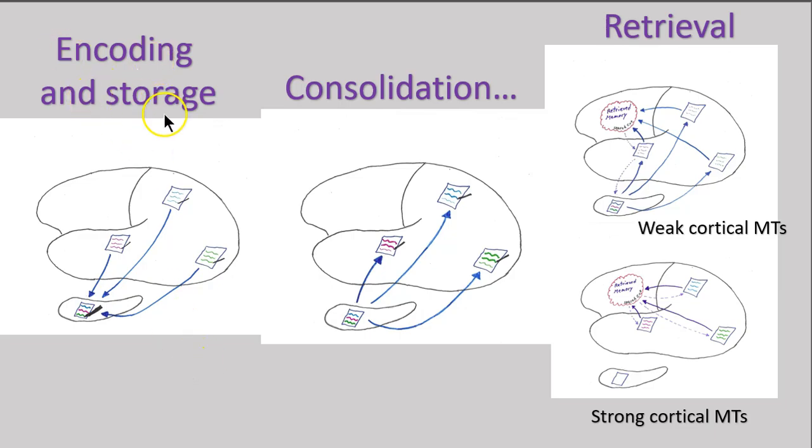Let's do a quick recap here. The encoding and storage stage, we've got cortical regions responding, the hippocampus is responding, and in all those locations we have memory traces being made. When we go to sleep, we activate those strong hippocampal memory traces to strengthen the cortical memory traces. And with respect to retrieval, if it's weak cortical memory traces we have, because it's soon after learning, we're going to need the hippocampus to assist in the reactivation of those memory traces. But if we've already done lots of consolidation and we've got strong cortical memory traces, we don't need the hippocampus. The retrieval systems in the cortex can find and access and activate those memory traces.